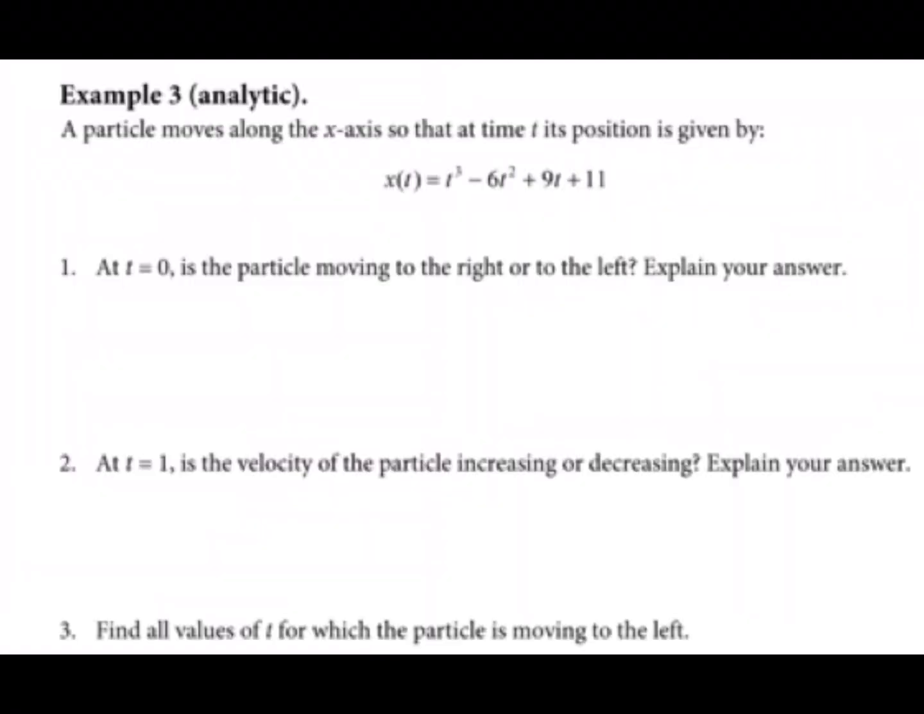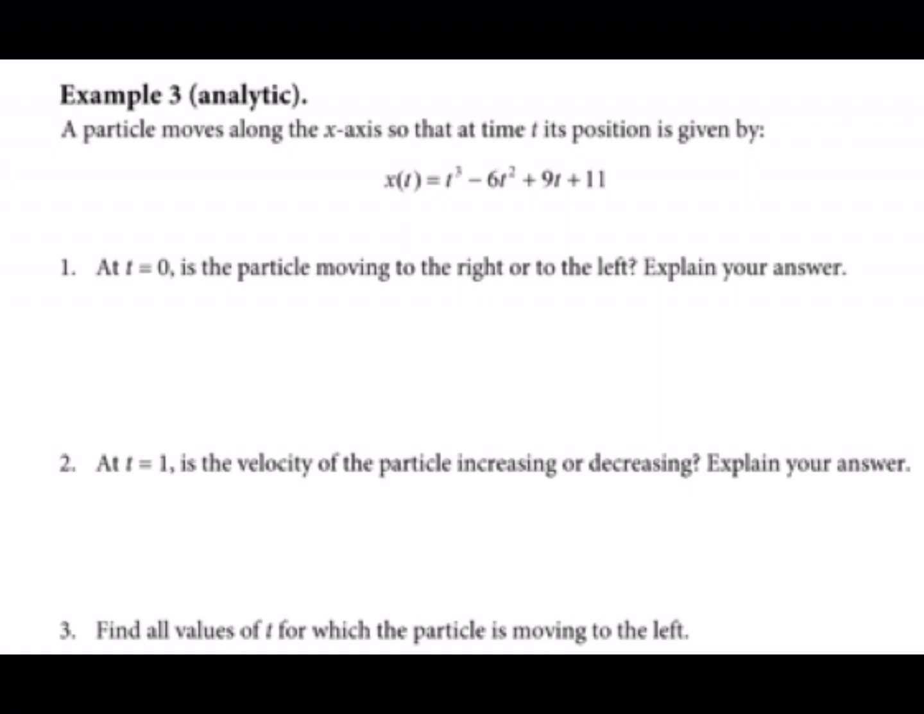I apologize for this being blurry, but I know that you guys have a good copy of it. So we've got a particle moving along the x-axis so that its position is given by x of t. And for number 1, it's asking if the particle is moving to the right or to the left. I'm hoping that at this point we have a thorough understanding that the only way to understand if you're moving right or left is to look at the sign of the velocity function.